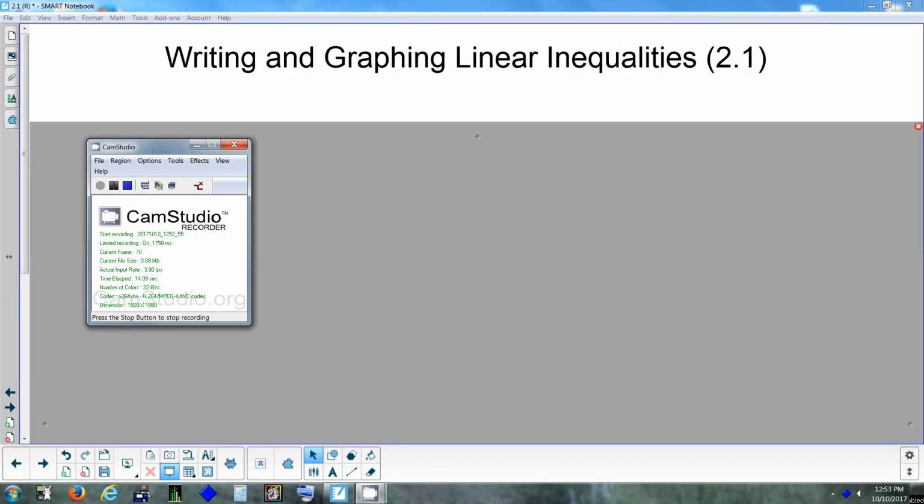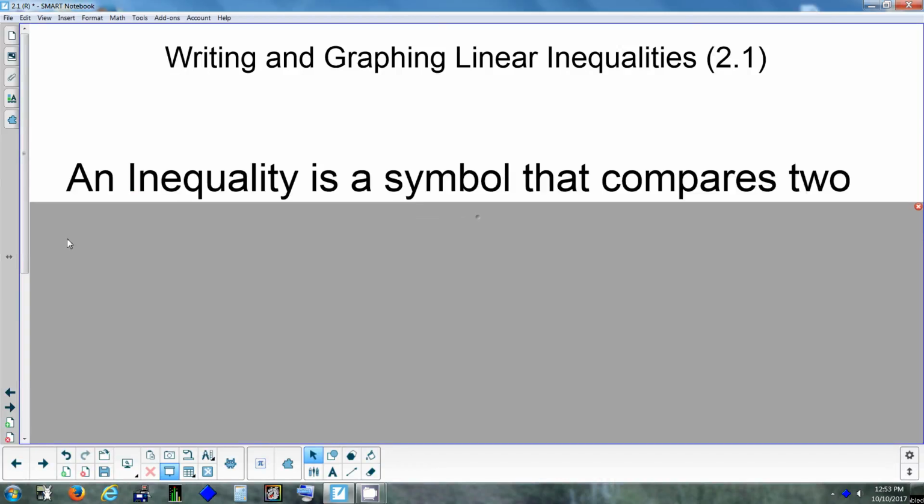Can anybody tell me what makes something an equation? What does it have to have in it to be an equation? Numbers. What else? And symbols. A special symbol. What symbol does it have to make it an equation? Equal sign. Okay? If you have an equal sign, it's an equation. The problems we look at this week are not going to have equal signs in them.